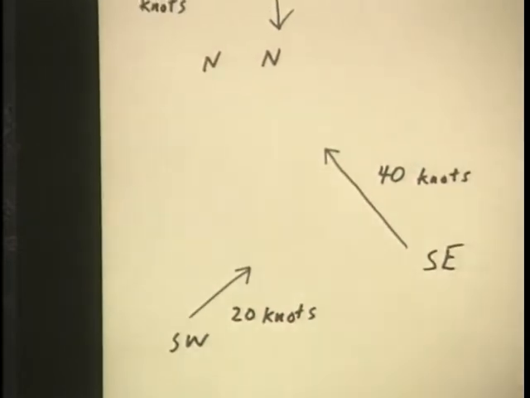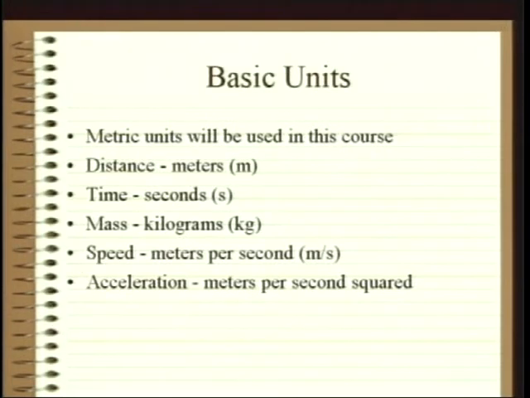Next, we'll look at some basic units that we'll be using in this course. We'll mainly be using the metric system, and when the units are not in the metric system, you'll usually have to convert them over to the metric system in order to get the answer. The basic units: we have distance, which is in meters, time in seconds, mass in kilograms, speed is meters per second, and acceleration is meters per second squared.